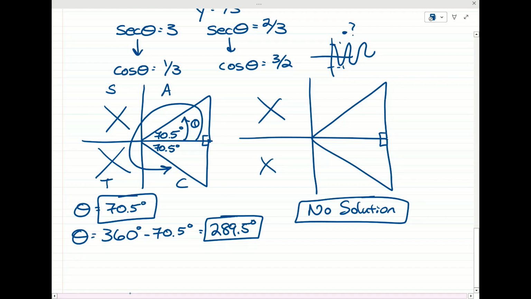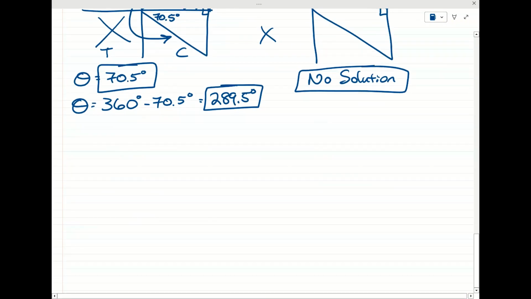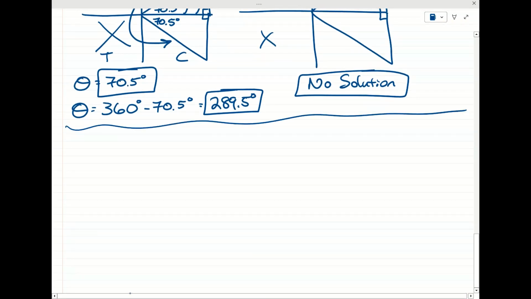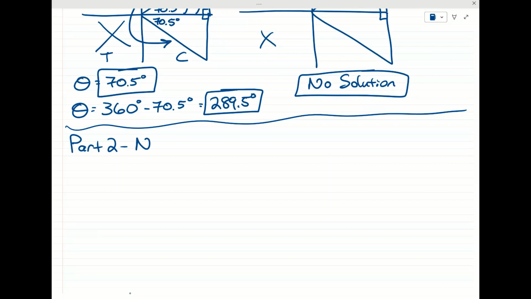And that concludes the calculator section. So let's put our calculators off to the side so we're not tempted to use them. And we'll go through the non-calculator section. So this is part 2, non-calculator.